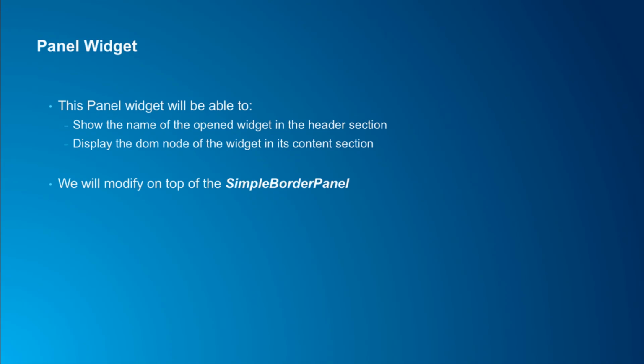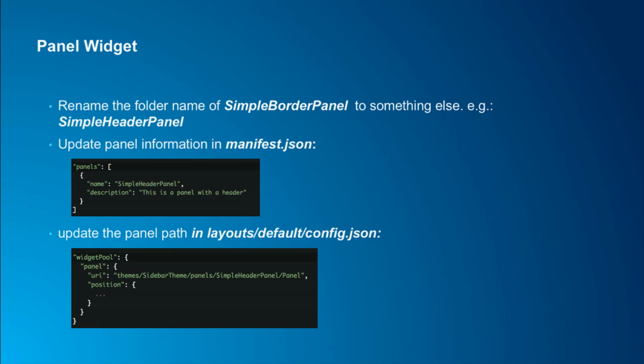So here we have the simple border panel, which is a panel widget by itself. And we are going to rename it to simple header panel. Because we changed the name of that folder, we need to update also the information within the manifest.json for the theme, and also the configuration of the default layout to point to the correct folder.